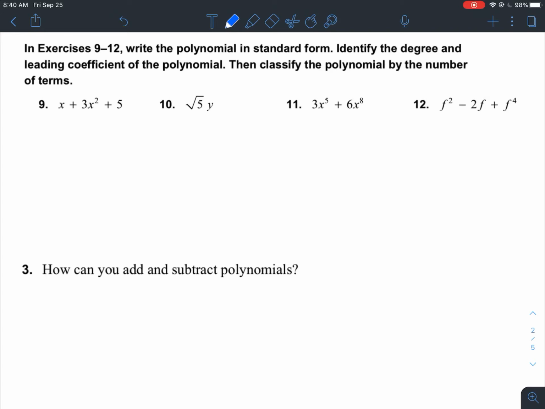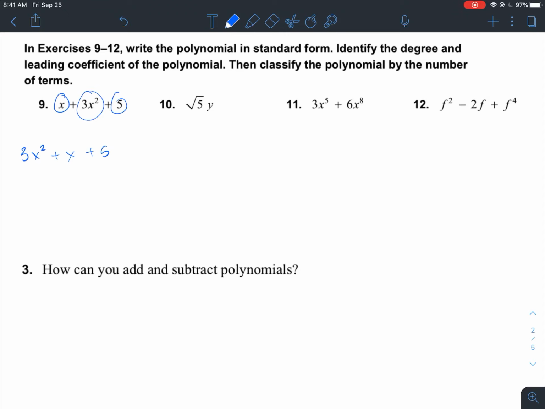Alright, in exercises 9 through 12, write the polynomial in standard form. Identify the degree and the leading coefficient of the polynomial, and classify the polynomial by the number of terms. Alright, so for number 9, we have to rewrite these in descending order. And remember that we can change the order of these, right? We're just adding them. So this right here is our largest degree, so I'm going to write that first. This is going to be 3x squared. And then this right here is the next one. This is to the degree of 1, so plus x, and then plus 5. All right, so this is written in standard form.